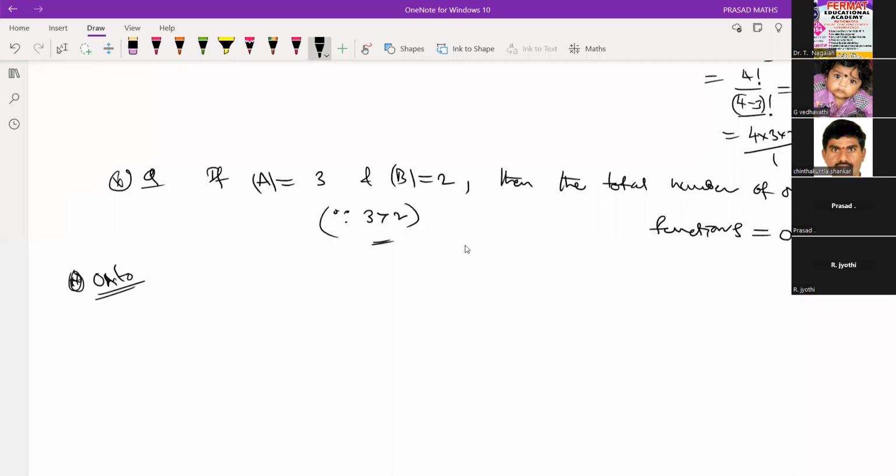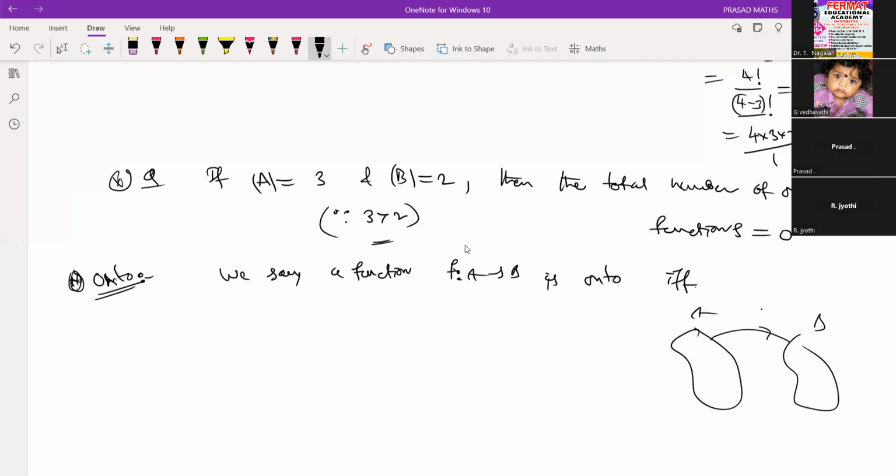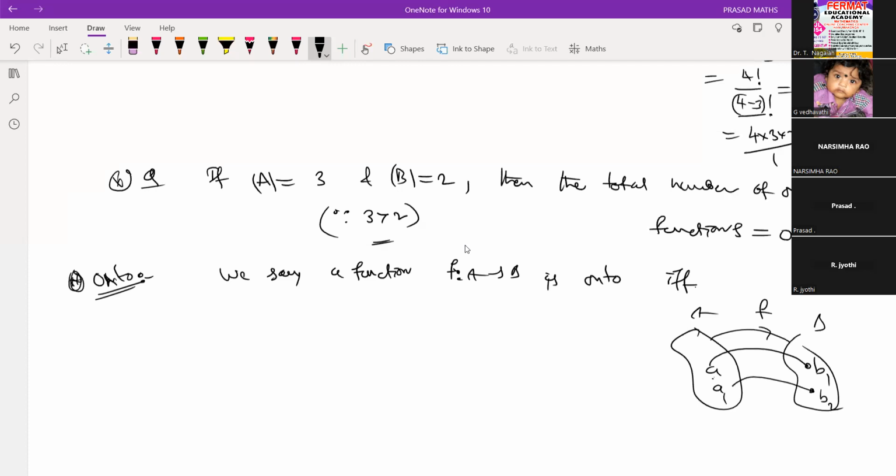So next is onto. So we say that the function from A to B is onto if and only if, what do you mean by onto? Every element of B, every element that you take, definitely has at least one preimage. Suppose you take B1, definitely it has a preimage A1. If you take B2, definitely it has a preimage, some A in A. Right? At least one preimage. Of course, we can have so many preimages.